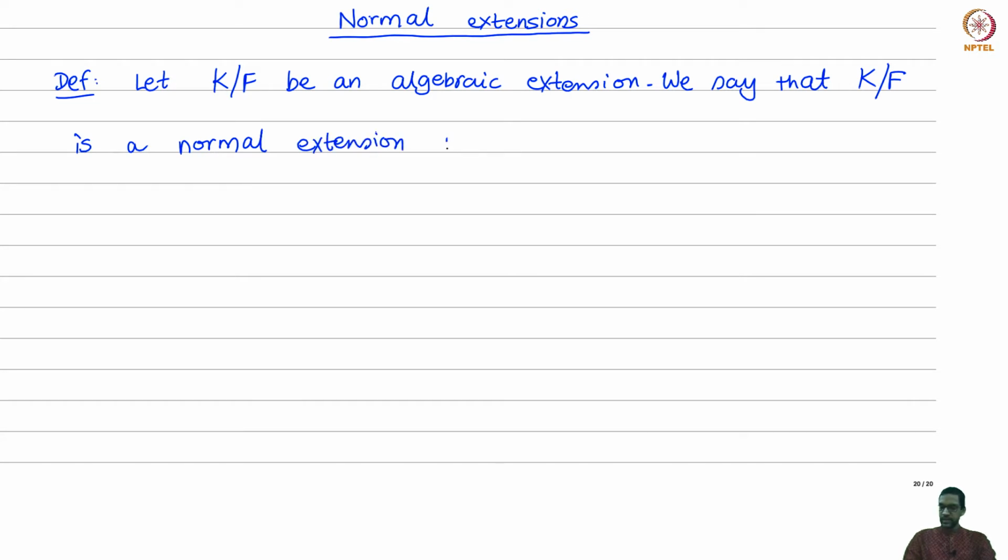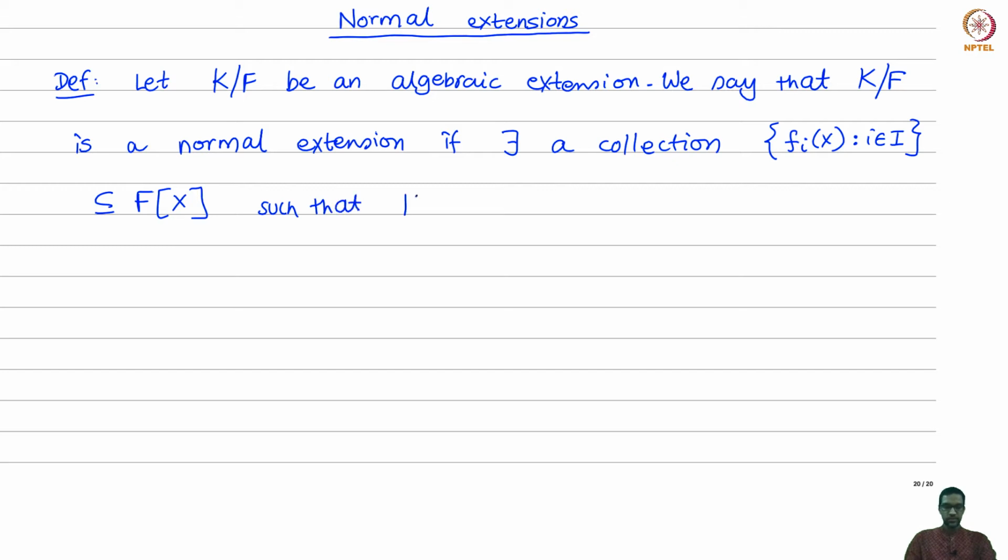if there exists a collection of polynomials f_i(x), i running over some index set, so it could be an infinite collection of polynomials. There exists a collection of polynomials with coefficients in F[x]. So this collection f_i(x) is a subset of F[x] such that K is the splitting field of this collection.